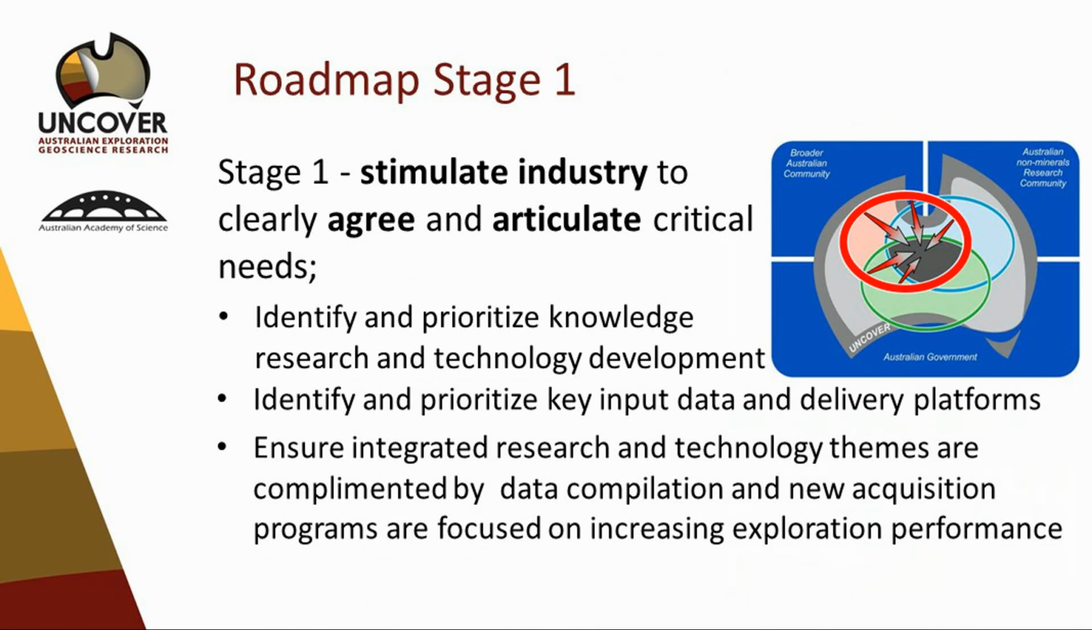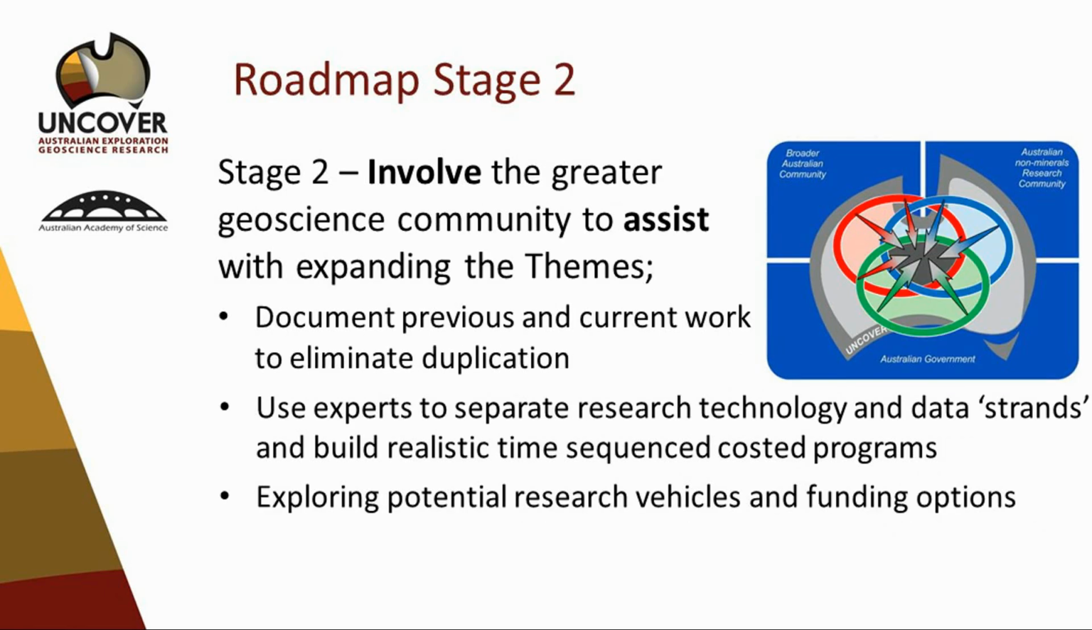Stage one was to get industry and decide what it wanted to put in that box. The government and the research community were involved, but the first step was to get industry in a room and say, what do we want to put in this box in terms of research, technology and data? And then to prioritise them. We came up with a list of priorities, activities and so on. We delivered that in July 2015.